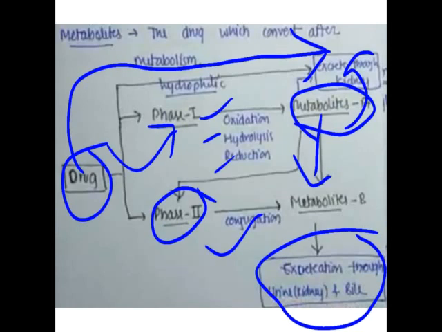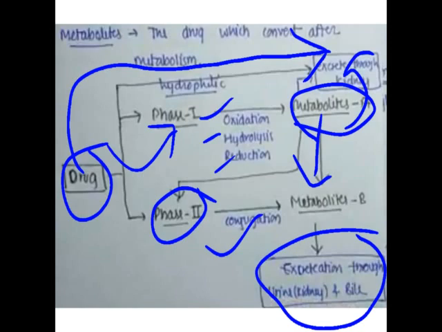So phase 1 can be eliminated. If it is a hydrophilic drug, it can be eliminated directly, or a phase 1 drug can undergo phase 2 and then be eliminated, or the drug can undergo phase 2 and be eliminated. So such kinds of processes take place in our body to remove the drugs after the desired activity.